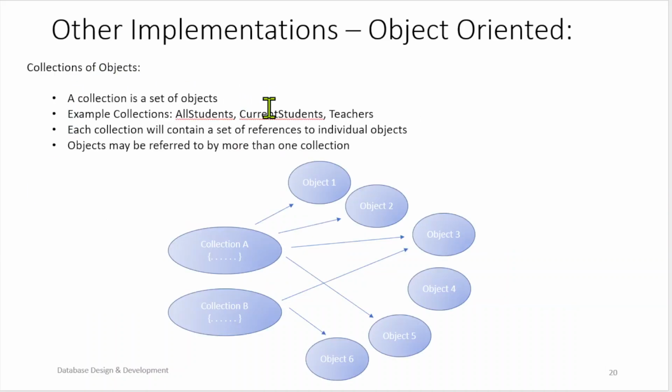And then you can have collections of objects. So you can have a collection of objects called all students or current students or teachers. Then the objects would be referred to by one or more collections. So the collection would have, that way I could find all the students and it would know what all the student objects were, and all the objects would hold all the student information.